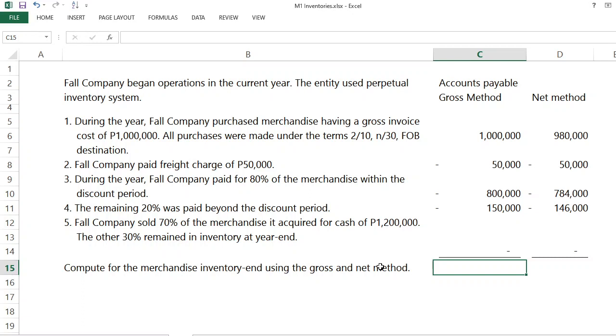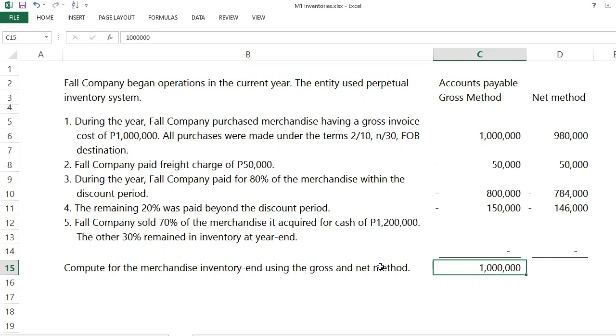First, your gross method. Okay, under the gross method, inventory for the transaction of Fall Company. First, we purchased 1 million cost of merchandise. It's 1 million FOB destination. So, dili dapat kita ang magbayad ani. Pero nagbayad tag 50,000. So, that would be a deduction of our accounts payable, but wala naman siyang effect sa inventory, so ignore. And then number three, we paid 80%, so minus 800,000. I mean, inventory pala, so wala din. 1 million. And then number four, nagbayad tag 20%, okay, as is, atong inventory, wala na hilabtan, atong utang lang ang nawala.